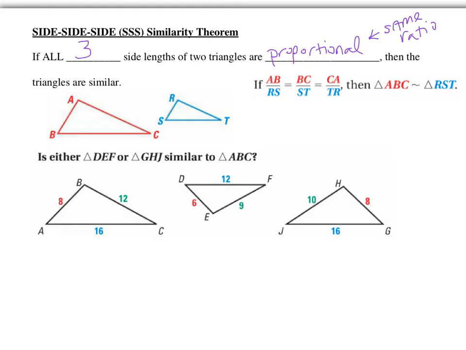So AB with RS, AC with RT, and then BC with ST. And if we look at all of those ratios, they will all come out as the same number. So that ratio, remember, that number is the scale factor.